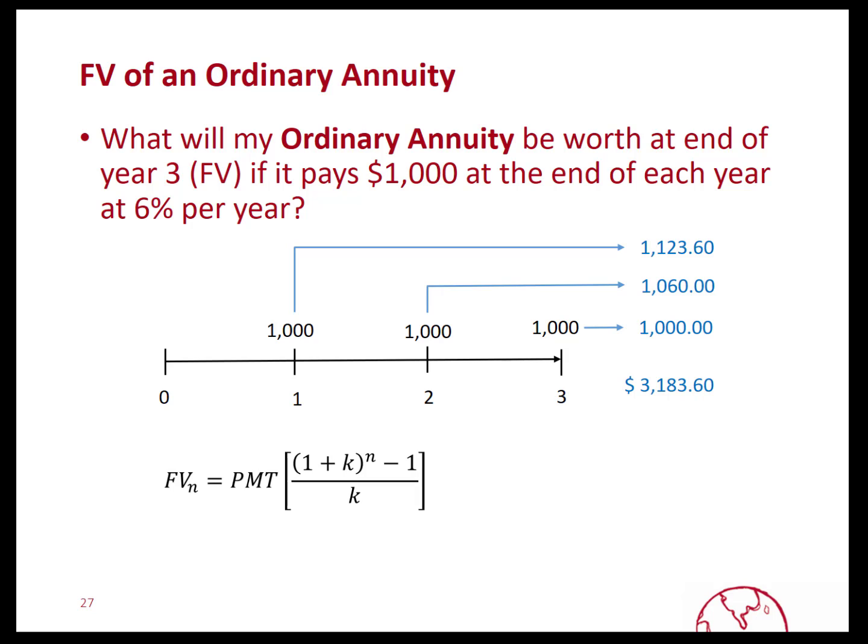Now, if you didn't want to do this by hand, you could have used that formula. You simply have to put in the payment of $1,000, the interest rate of 6%, and the number of periods, which is 3, and you will get the same amount.